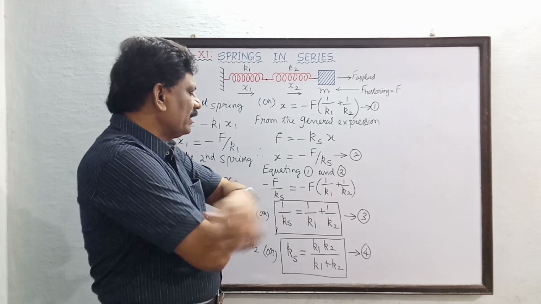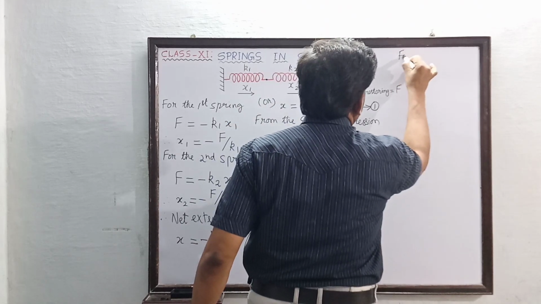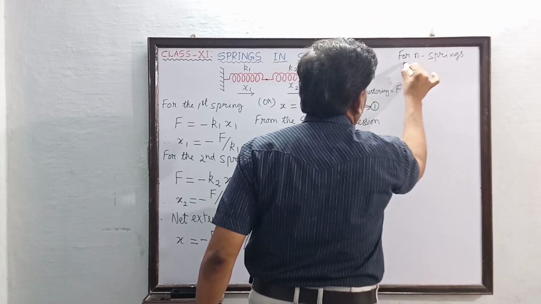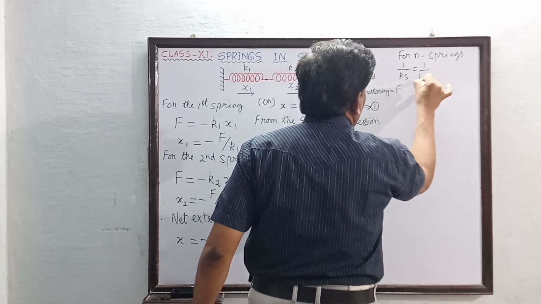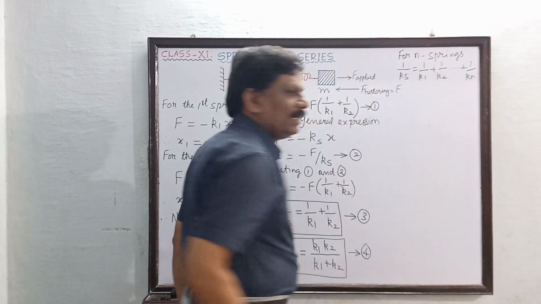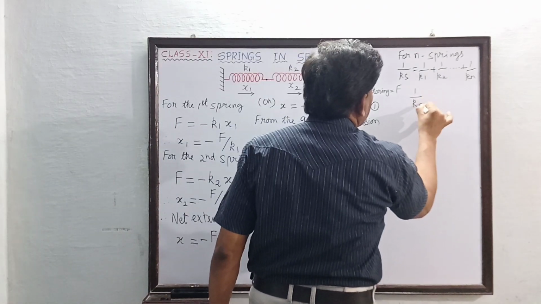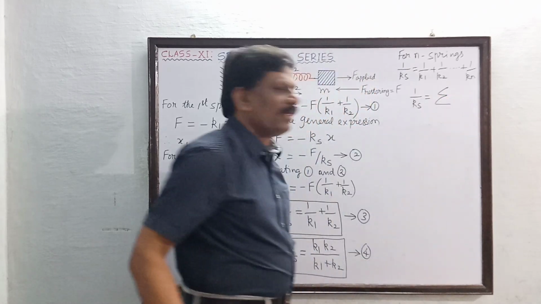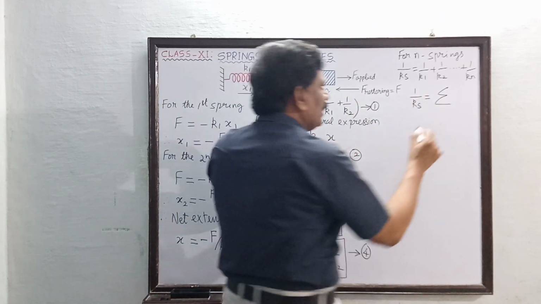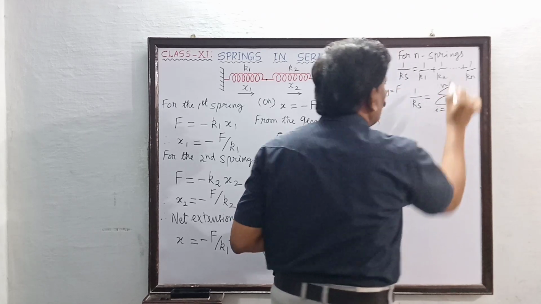For two springs we have written two terms on the right hand side. Is it not? Suppose for n number of springs, what will be the expression? 1 by Ks will be equal to 1 by K1 plus 1 by K2 etc. up to the last term, which will be 1 by Kn. N number of terms will be added up. So here you can write 1 by K series is equal to sigma. When you sum up n number of terms, mathematically the symbol sigma can be used, is it not? So sigma 1 divided by Ki, where i is running from 1 to n.